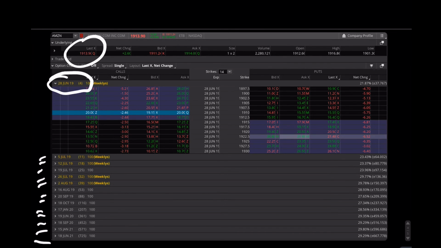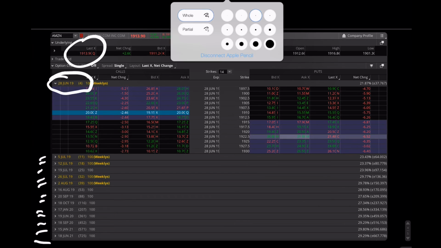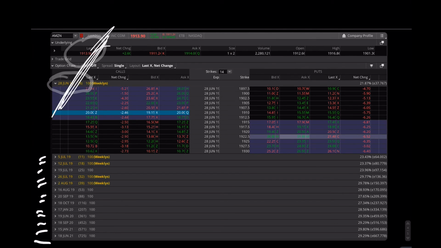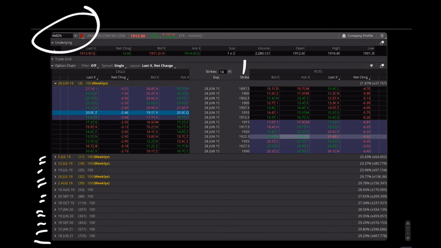And that's all a call option and a put option are. It's a contract giving you the right to buy or sell a specified underlying instrument, in this case Amazon, at a specific price by a specific date. Then you have two kinds of options: calls on the left and puts on the right. On just about every platform, you're going to see it this way.